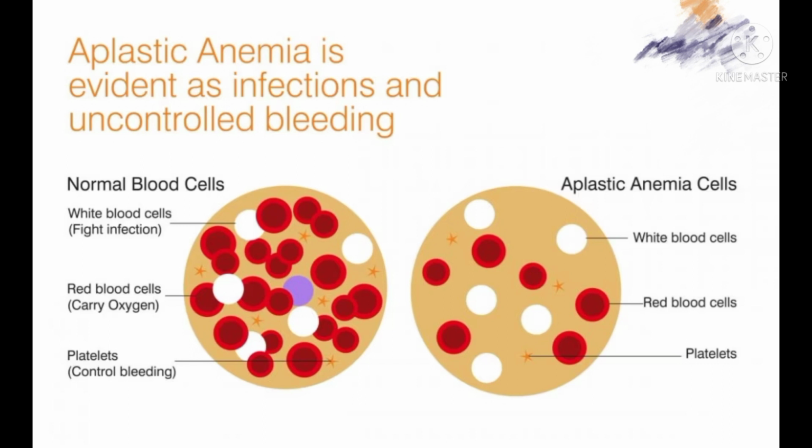Bone marrow aspiration and biopsy. Bone marrow is hypocellular or empty with greatly reduced or absent hematopoiesis. Vitamin B12 and folate test. Liver test and viral test. X-ray and CT scan, USG. Bone marrow test to assess cellularity. Bone marrow aspiration, fluid. Bone marrow biopsy, tissue. Iron and erythropoietin level. Management.